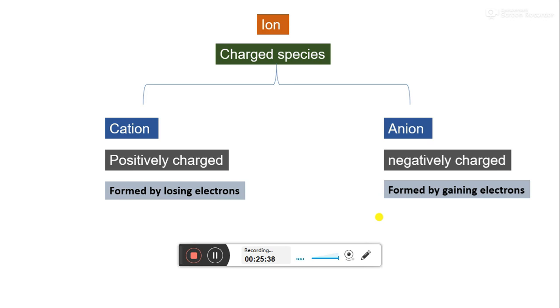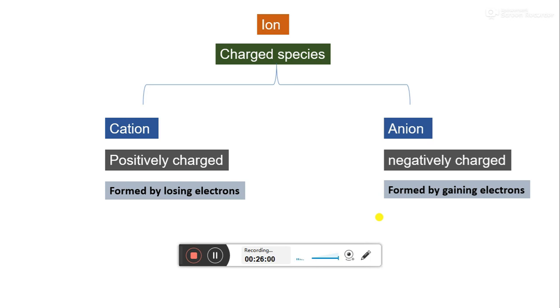How the cations and the anions are formed, I will explain in my next lecture. Today you just need to know what is meant by cation and anion, so that you will get the idea for the next class. How they are formed, I will explain in the next class, right?